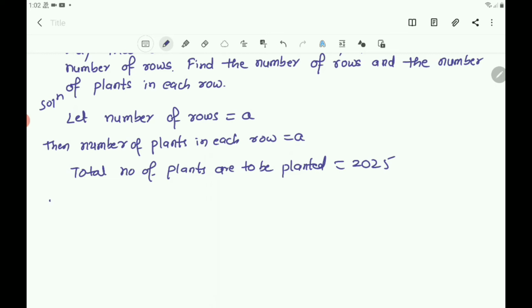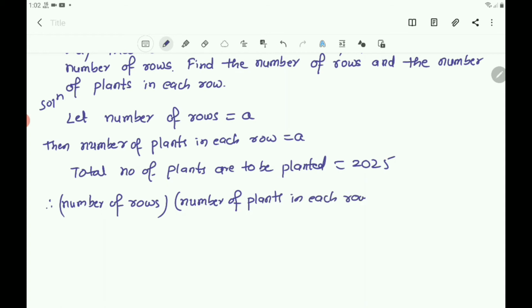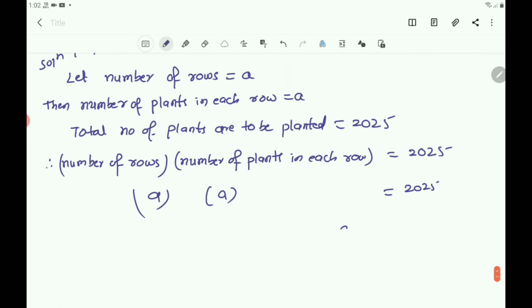Therefore, number of rows into number of plants in each row equals total number of plants, that is 2025. You got a into a equals what? 2025. Then you will get a square equals 2025.